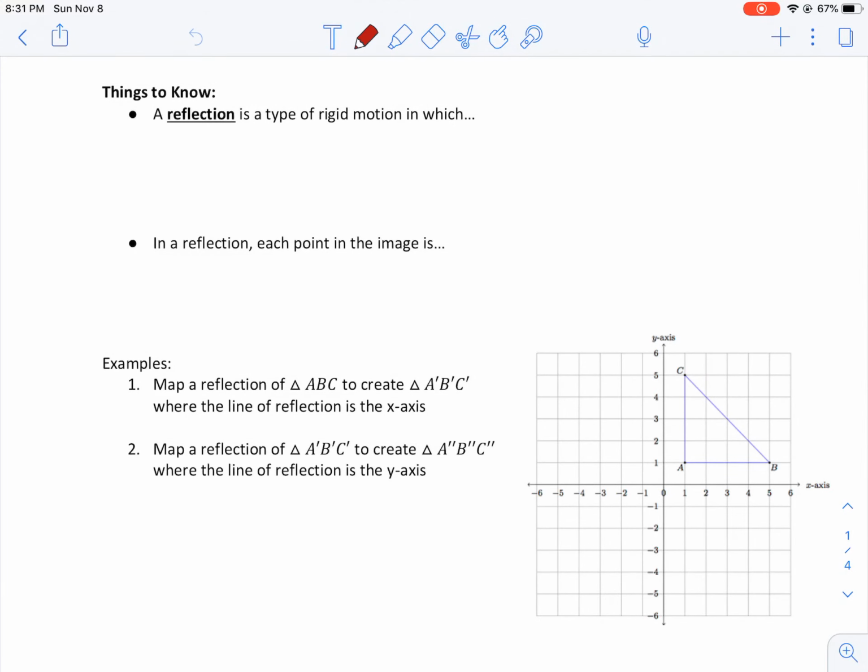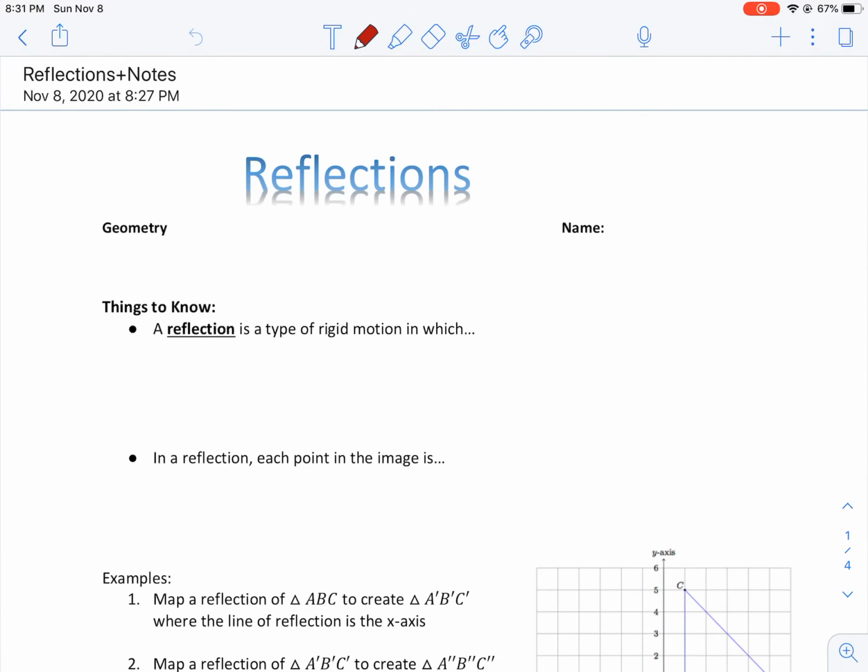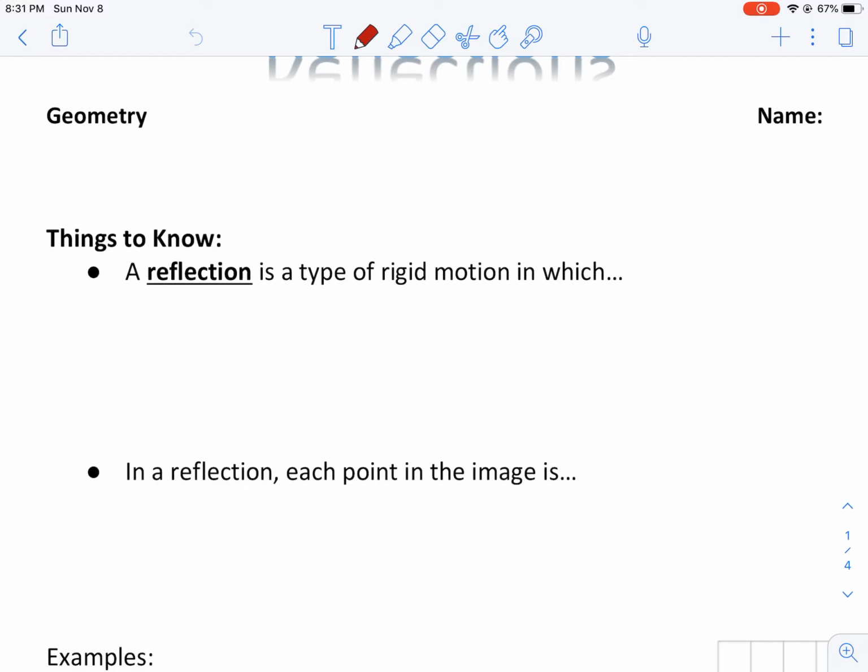Hello, this is going to be the video going over reflections: what reflections are, how to do them, and just some stuff about reflections.